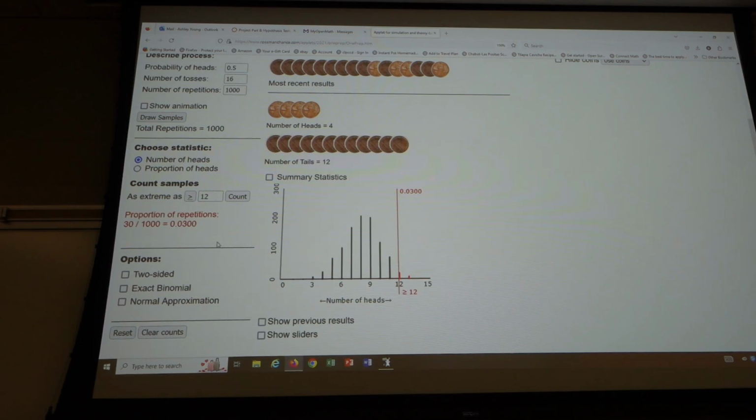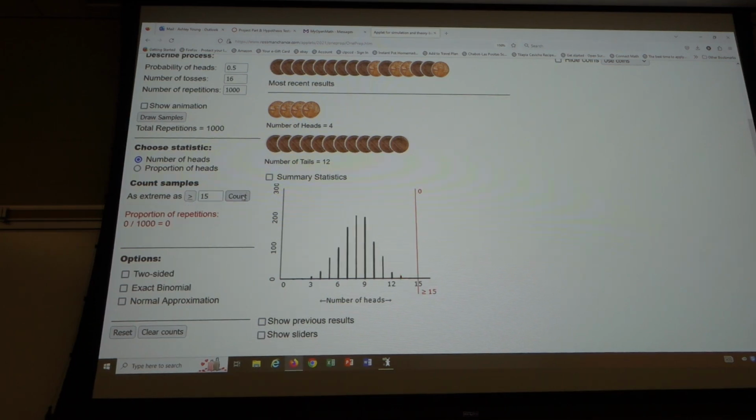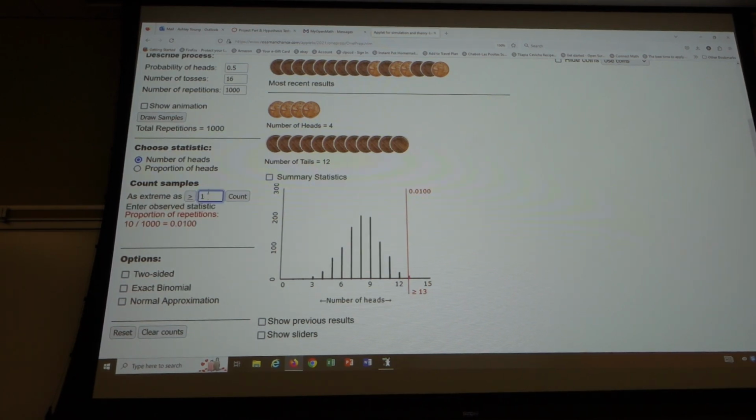Does everyone kind of follow? So that's kind of a typical alpha sort of number, right? 3% is pretty standard. 13 would be like 1%. That's also pretty typical. 15 might be really hard. There might not be any. Yeah, there's none. But 13 is like a 1% chance, and 12 is like a 3% chance. So that's interesting. All right, cool.